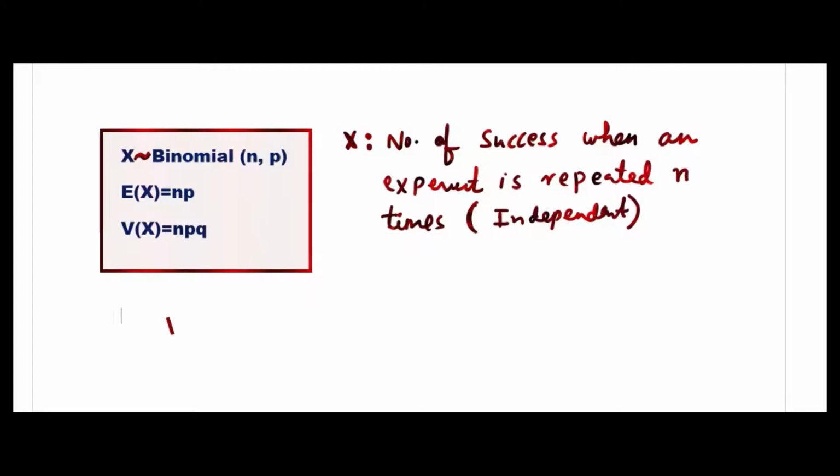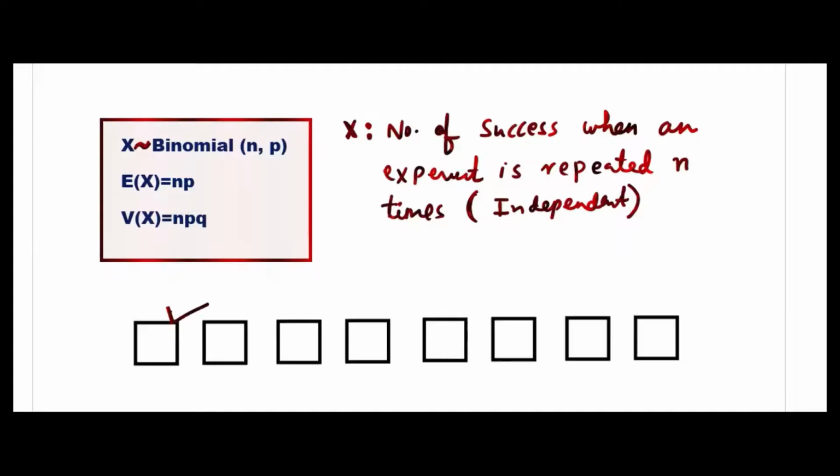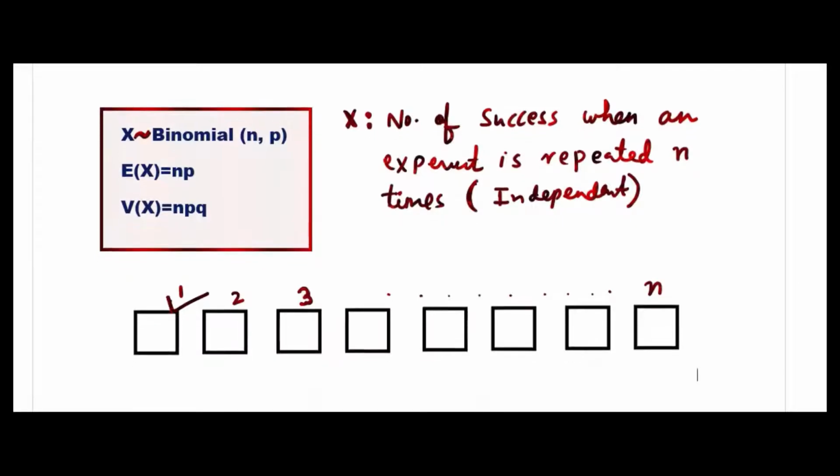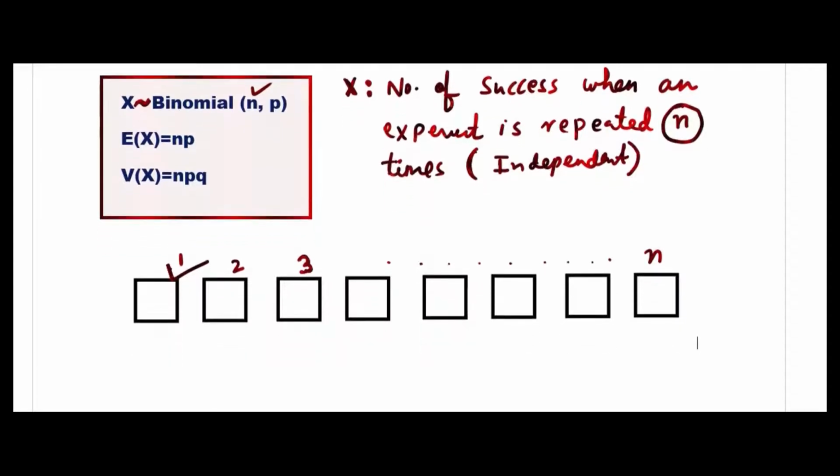Number of successes when an experiment is repeated n times. It's repeated n times: this is the first time, second time, third time, and you can continue up to n times. And what is p here? N we know now, n times. Now p is the probability of getting success in each trial.